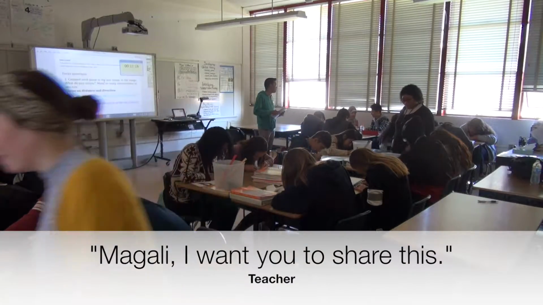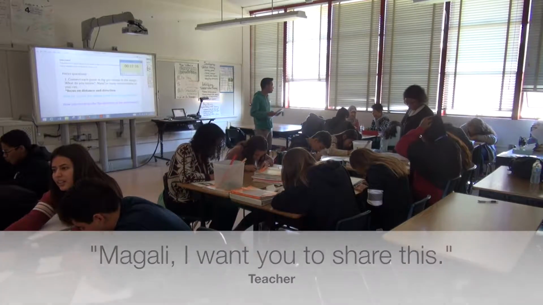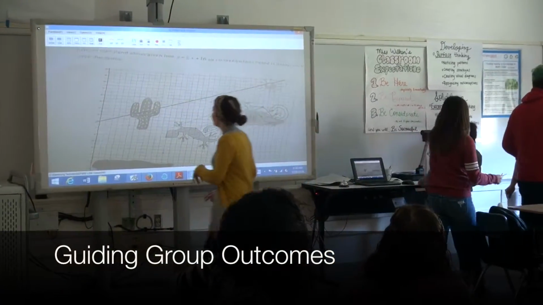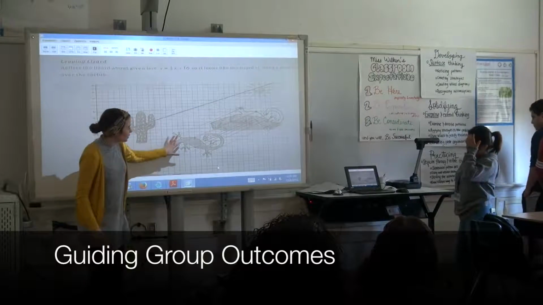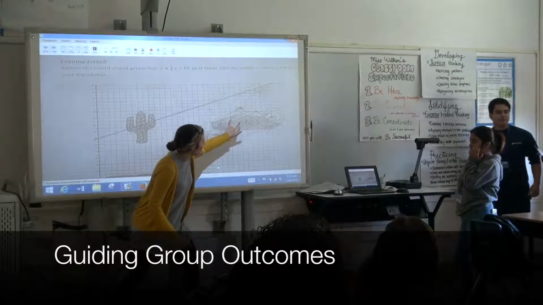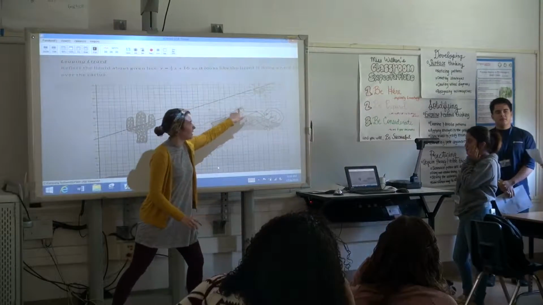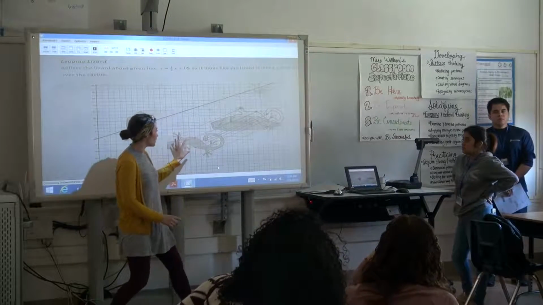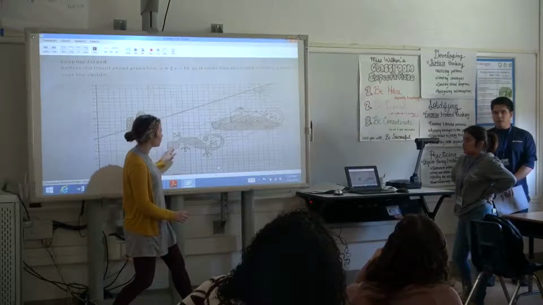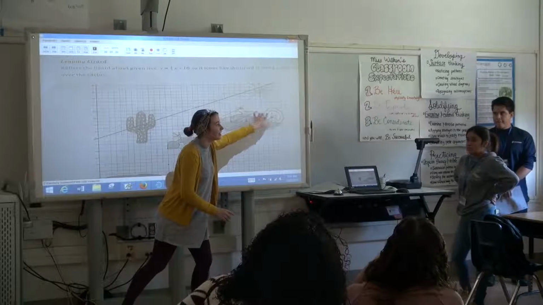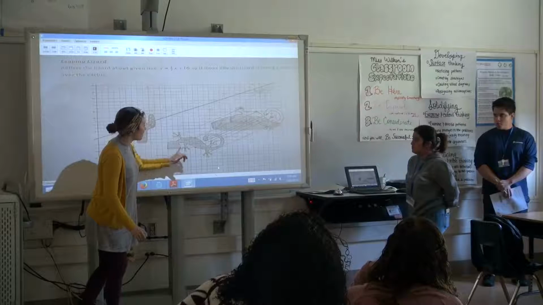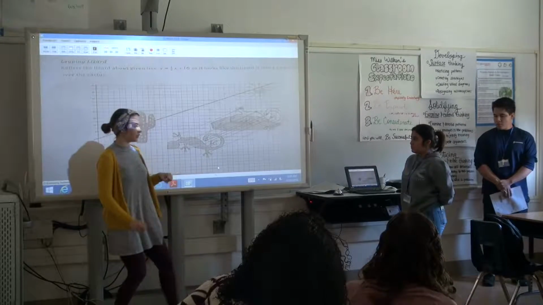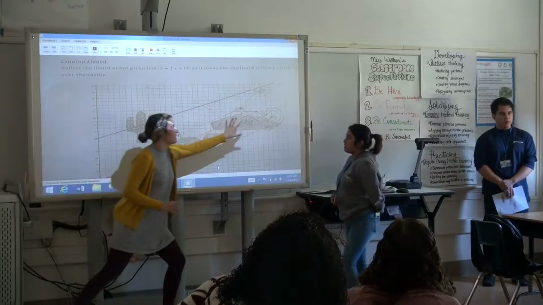Magali, I want you to share. So you can see Magali's picture here. She has her lizard, and then she has her anchor points plotted very clearly, and she also used the strategy to trace it and then retrace it over here. So Magali, first a question I want to ask you, how did you figure out where the anchor points should go in the image?